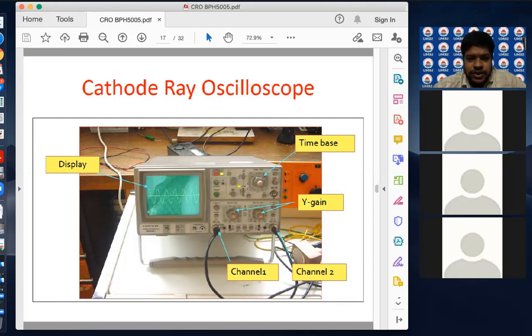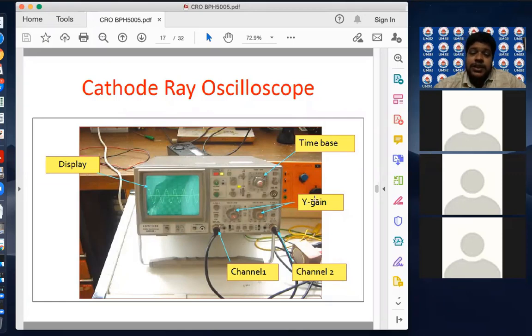If we move this, the speed with which the spot moves changes with the time base. If you move this, the signal starts moving fast or slow. So we have to stabilize. When we trace it, we stabilize it and make it stable.